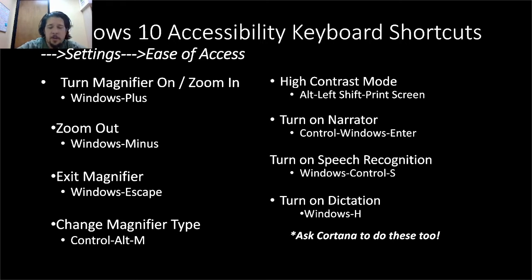If you have a smaller laptop like I do, where you have a function key and multiple things on each key, you might have to hit Alt, Left Shift, Function, Print Screen, like I do. To turn on the Windows Narrator is Control Windows Enter. To turn on speech recognition is Windows Control S. To turn on dictation is Windows H. And you can ask Cortana to turn on some of these things for you as well.